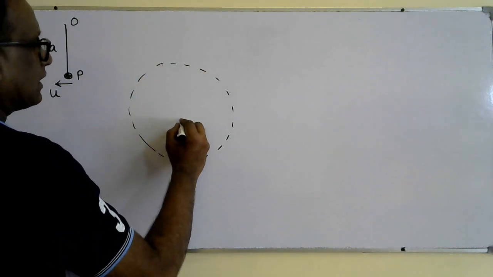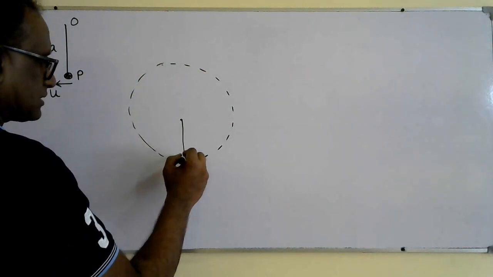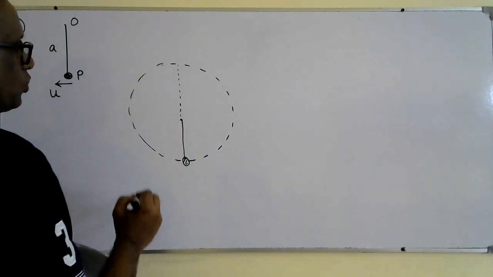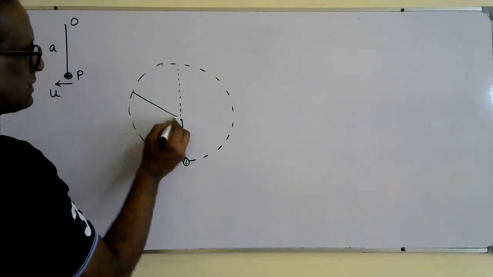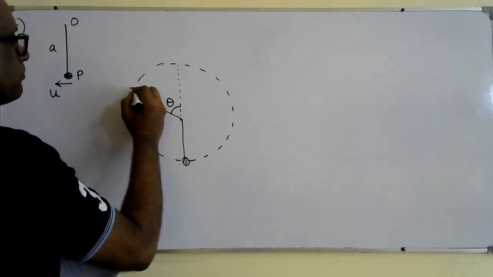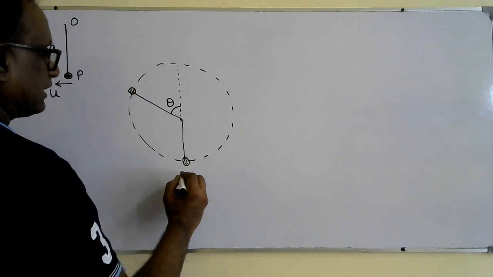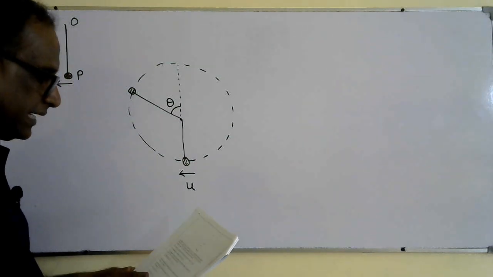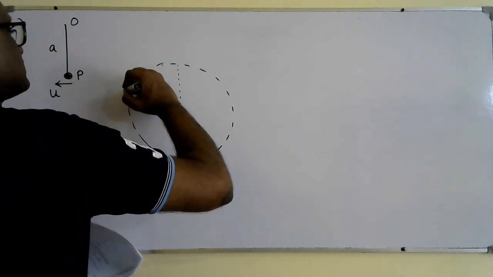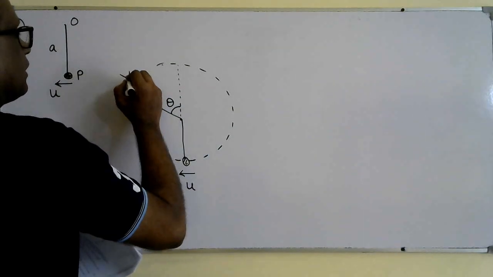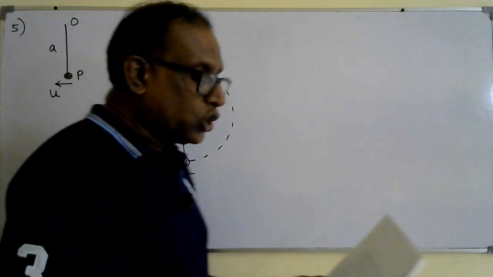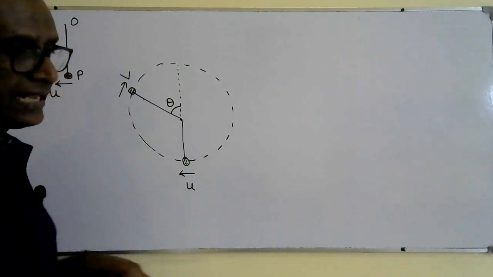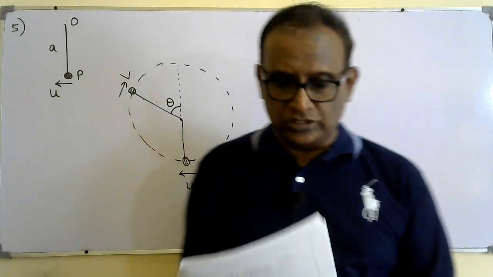So if this is O, initially the particle was here. If it makes an angle theta with the upward vertical, it is somewhere here like this. This is theta. The particle is here. So it was projected from here with speed u. When it makes an angle theta with the upward vertical, its speed is v. And they are saying the string goes slack. The string goes slack means the tension becomes equal to 0.